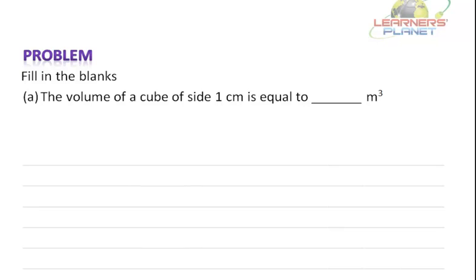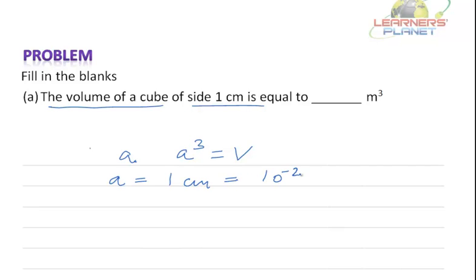Now the first problem is fill in the blank type, in which we have to write the volume of a cube, the side of which is 1 centimeter. Now we know that if A is the side of a cube, then A cube is equal to the volume. Now here A is given in centimeters, which is not the SI unit, so we have to convert 1 centimeter into its proper SI unit form, right?